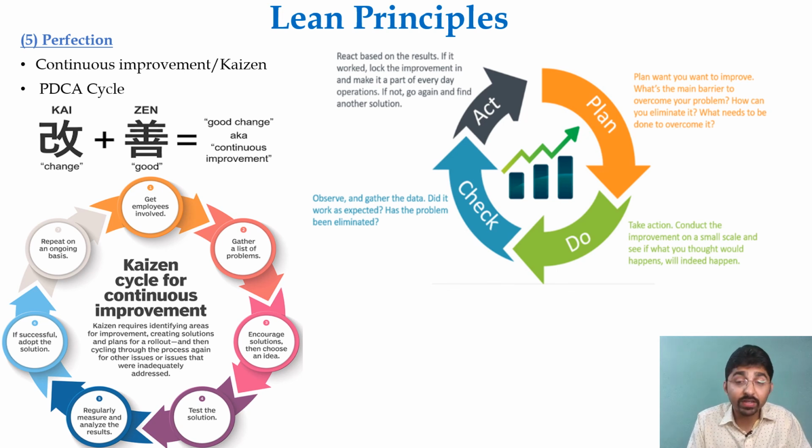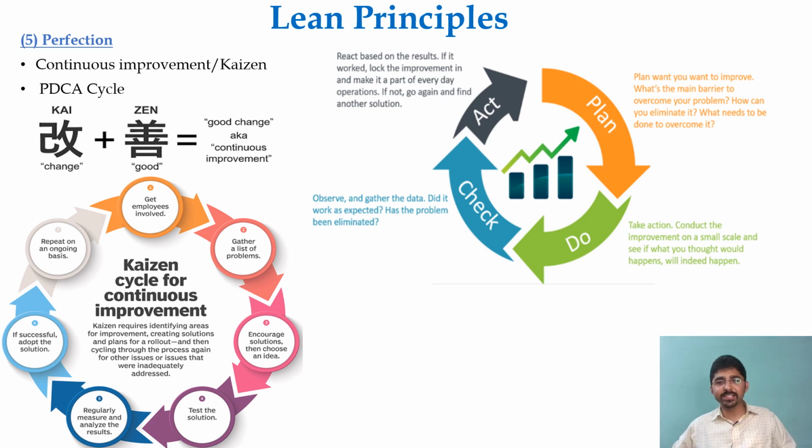First of all, the first step is to get employees involved. Second is to gather the list of problems, identify the problem, encourage solutions, and then choose a relevant idea to address those problems. The fourth one is, once we identify the solution, to test the solution, whether it is effective or not, whether I have selected the right solution amongst the 100 available. The fifth is to regularly measure and analyze the result. Sixth, if successful, adopt the solution. Then repeat on an ongoing basis. So this is a continuous cyclic process, which is called continuous improvement.